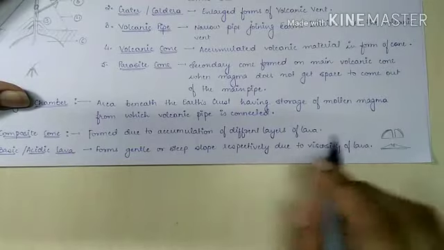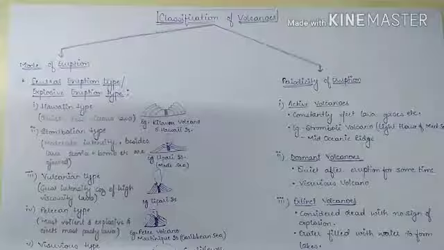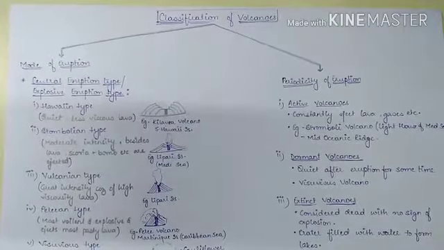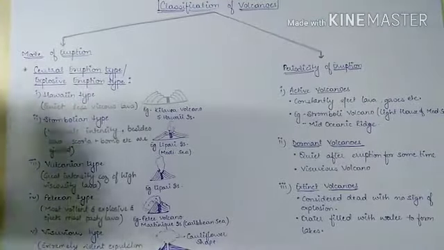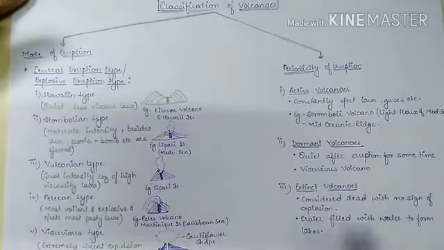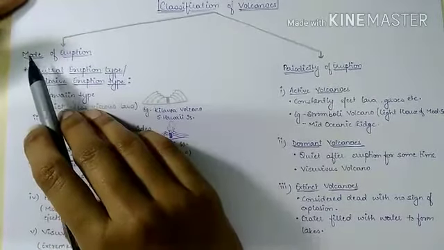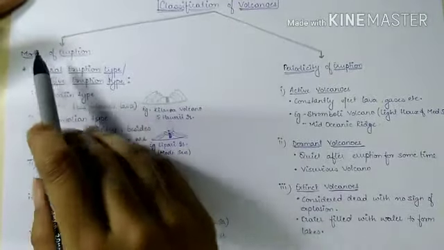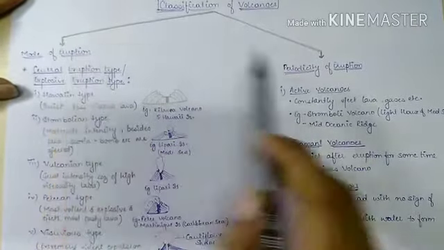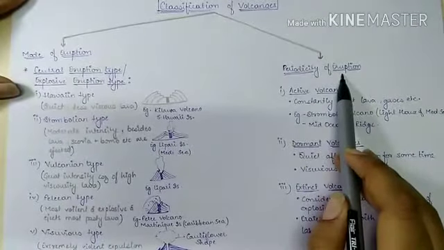Now we will look into the classification of volcanoes. So volcanoes can basically be classified into two types: first on the mode of eruption, and second on the periodicity of eruption.